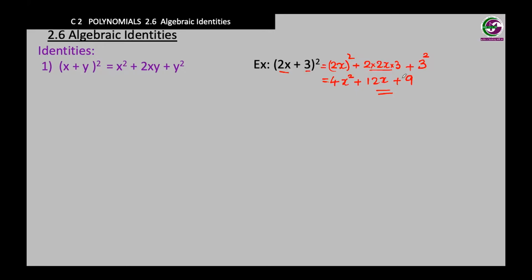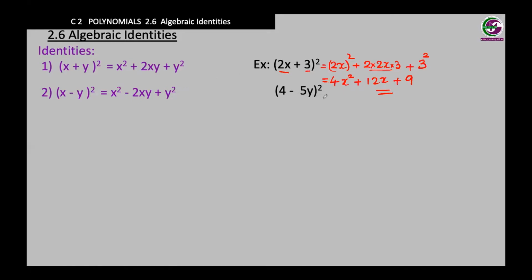So that's the simplification. Next one, the same identity with a negative, or (x minus y) power 2. It's the same result, but remember there is a negative only for the middle term. First term and the last term are positive. So square of the first term minus 2 times the first term times the second term plus, because the third term is plus, the square of the last term. Let's see also with an example.